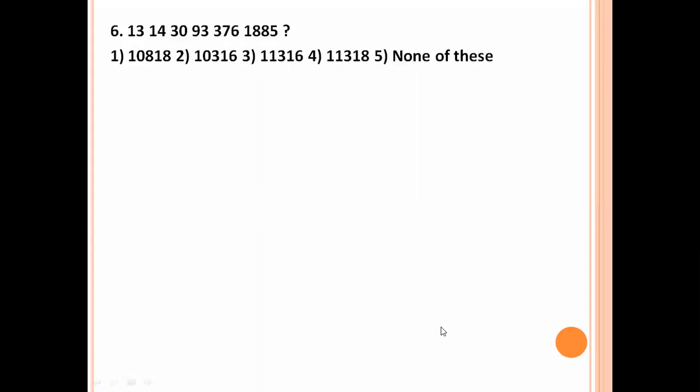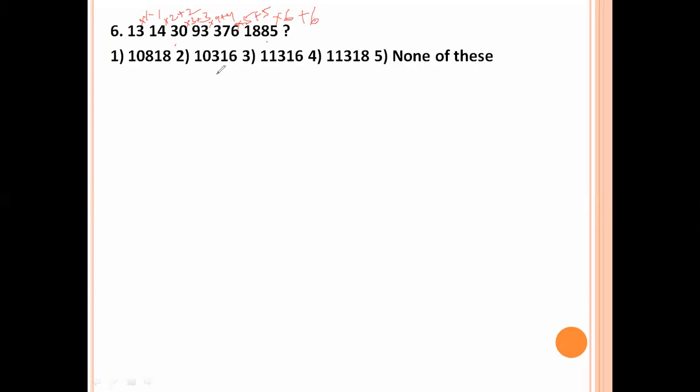Next. 13, 14, 13, 93, 376, 1885. Here the difference is more, and difference is more means multiplication. 13 times 1 is 13 plus 1. 14 times 2 is 28 plus 2, 30. 30 times 3 is 90 plus 3. So times 1 plus 1, times 2 plus 2, times 3 plus 3, times 4 plus 4, times 5 plus 5, times 6 plus 6. 6 times 5 is 30 plus 6, 36.